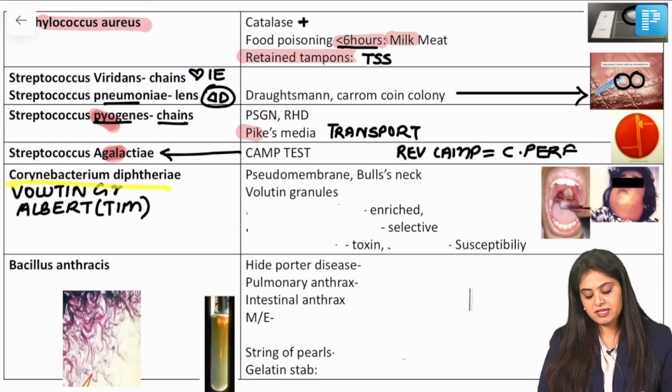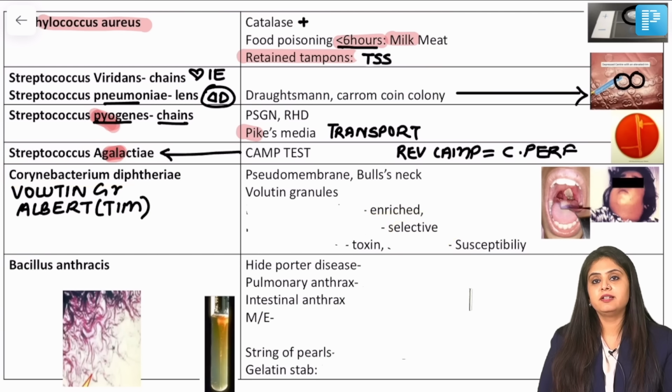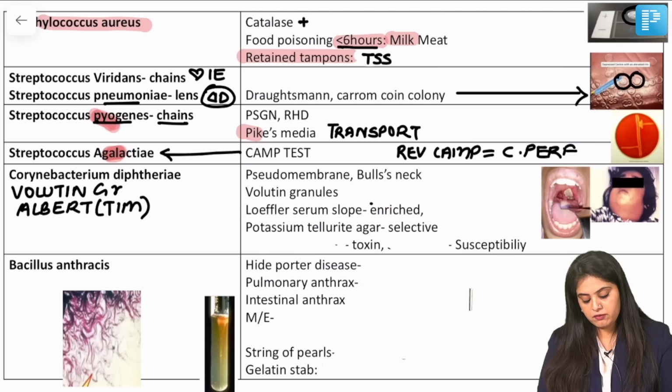For the growth of this bacteria, I can either use an enriched or a selective media. If they ask me enriched culture media, it is Loeffler serum slope. If they ask me the best selective culture media, it is potassium tellurite agar. Remember the way of learning this?